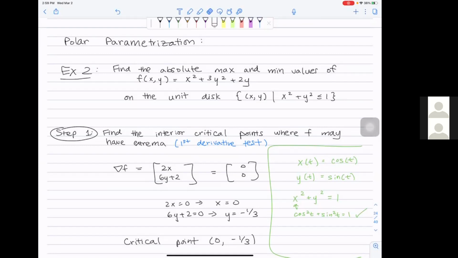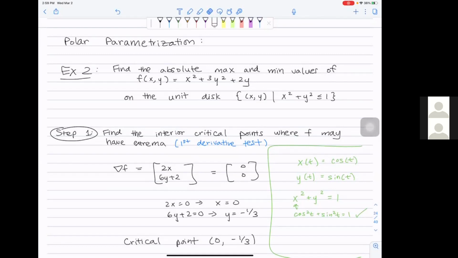I only asked this on a practice problem. How would you parameterize it if it was equal to 25 and forget the 9 and the over 9? Anyone have an idea? 5 sine. Yes, x equals 5 cosine and y equals 5 sine.